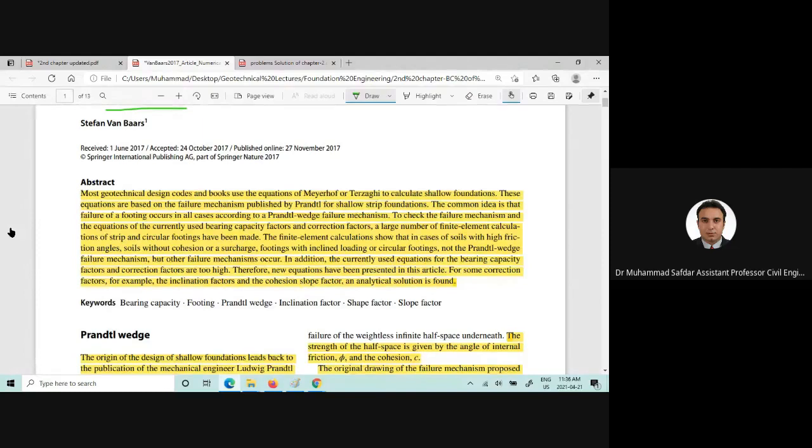The thing is that we say that Terzaghi proposed that mechanism, but actually this is the Prandtl failure mechanism which was proposed by Prandtl, and this is the portion which I told you Terzaghi named the radial zone, the radial shear zone. That is the Prandtl zone in case of Terzaghi's bearing capacity equation. Okay, please continue.